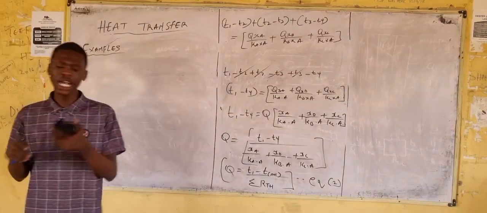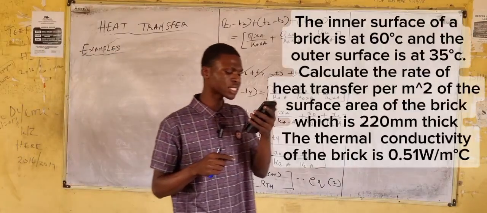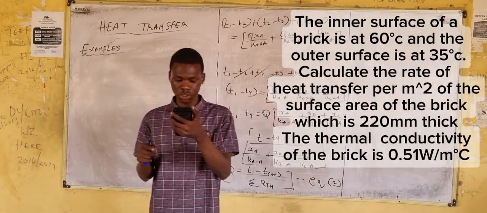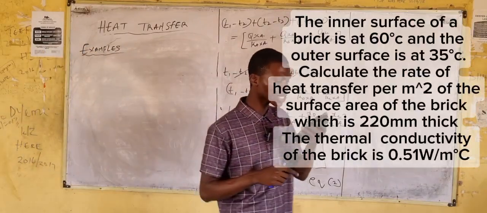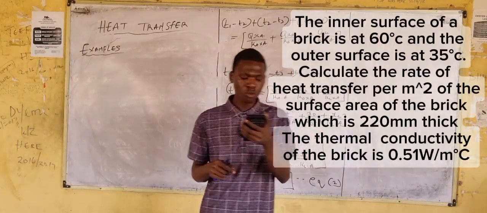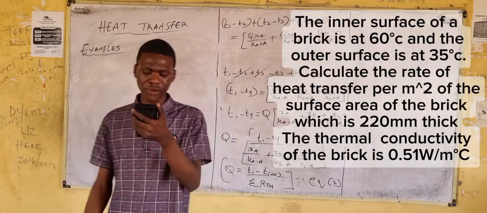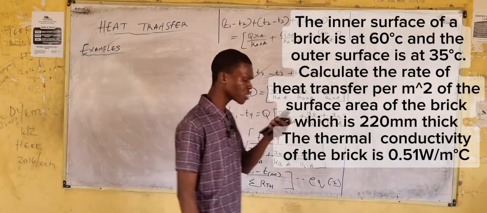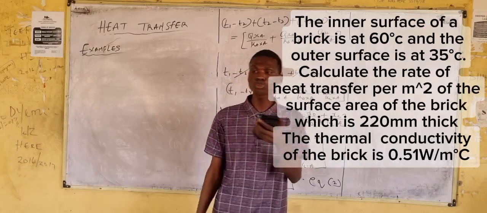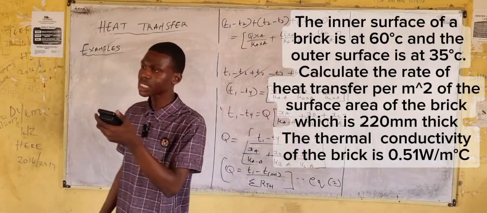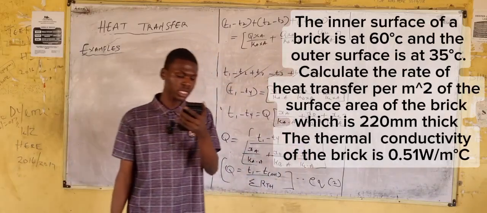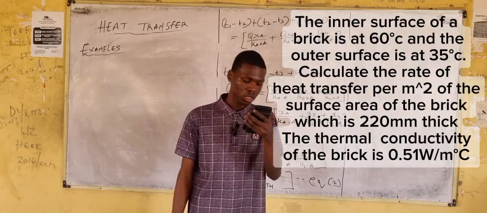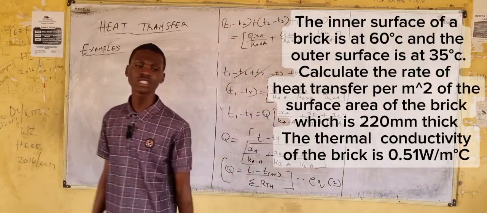Example 1. The inner surface of a brick is at 60 degrees Celsius and the outer surface is at 35 degrees Celsius. Calculate the rate of heat transfer per meter square of the surface area of the wall, which is 220 mm thick. Determine conductivity of the brick is 0.51 watts per meter degree Celsius.